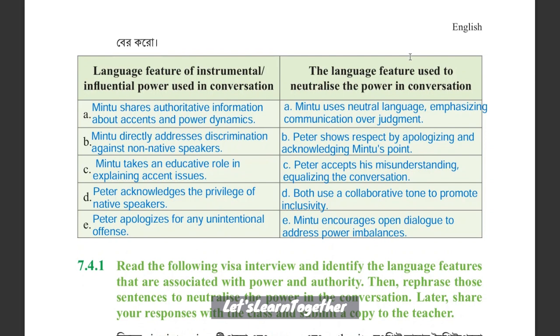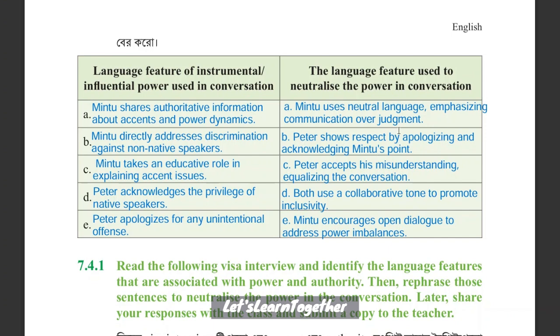Now you can see the language features used to neutralize the power in the conversation. You can see here that Mintu uses neutral language, emphasizing communication over judgment. That means Mintu said that language should be used just as a tool of communication and not to judge someone's merit. So it's kind of neutralizing the language to make himself sound less authoritative, less influential in the conversation, to create a balance between him and Peter.